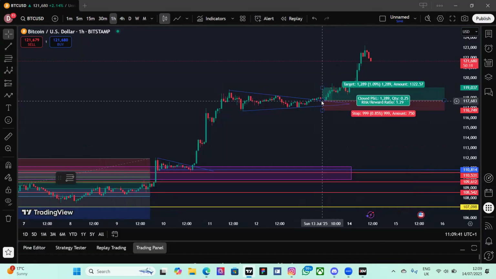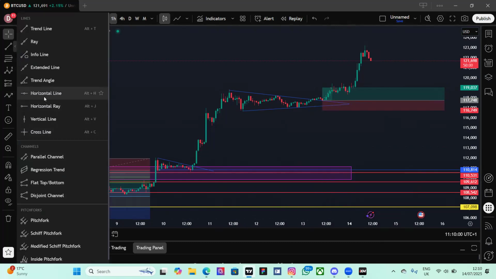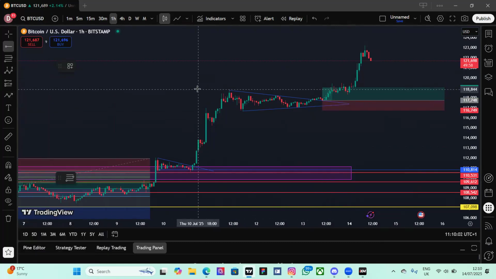So the entry was around here, and then 119,102. I think the reason I cut it short is because it was consolidating within the zone, and I thought this high was not going to initially break this area right here. I'm just going to highlight it right here. I'm just going to take out my horizontal here.